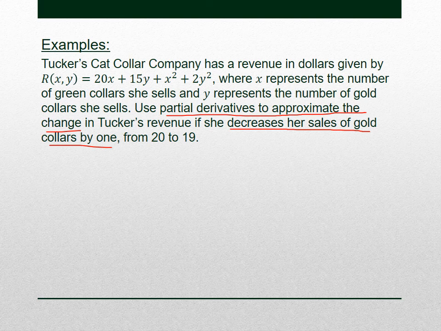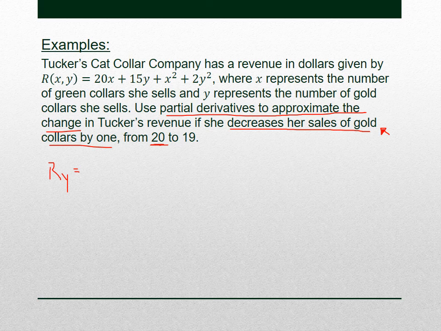So here's the way that works. It works exactly like if you were increasing, where you just take the derivative that's appropriate and plug in the original amount. The original, so not the lower one necessarily, but where you were starting from. In this case, we started at 20, decreased to 19. So what we want to do is take the partial derivative that has to do with the gold collars and then plug in 20, the original. So which partial derivative has to do with gold collars? Well, y represented the number of gold collars, so we want r_y.